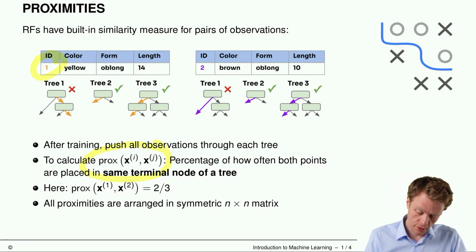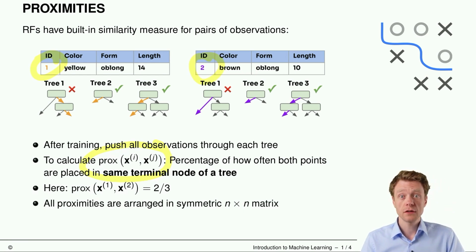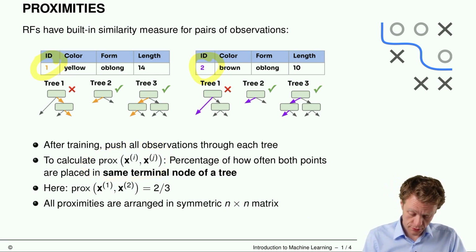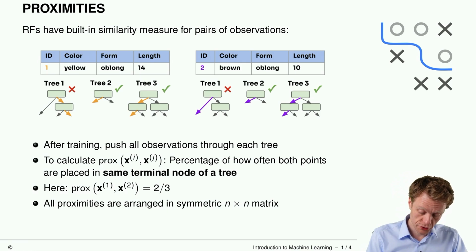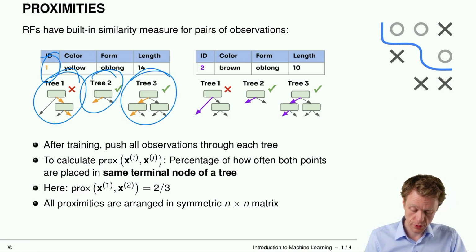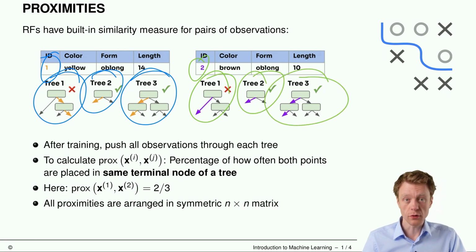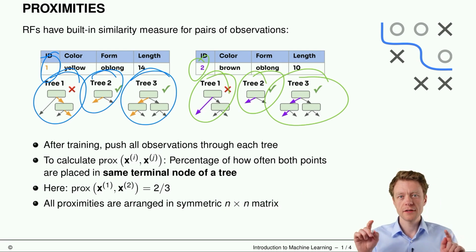Here we look at two IDs, 1 and 2, and at the features of these observations. We are not looking at the target variables, but just at the features, in this case color, form, and length. What we do here is that first we train a random forest, and after training we push all observations through each tree. So we push observation 1 through tree 1, tree 2 and tree 3, and observation 2 goes through all 3 trees. Then we compare the predictions of all these trees, and we count how many times a tree predicts the same class for those 2 observations.